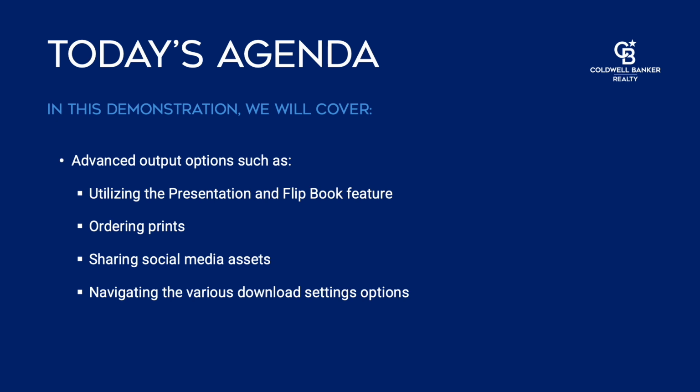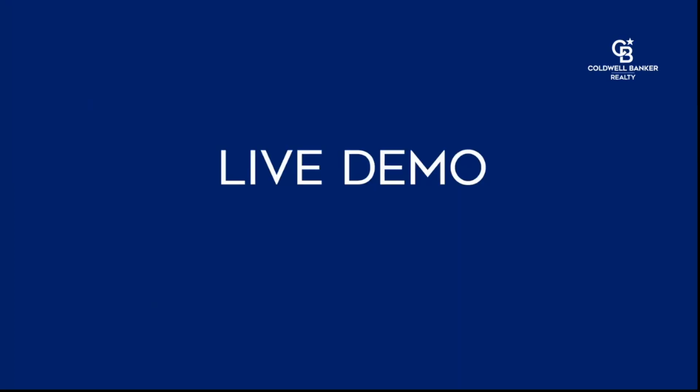In today's demonstration, we're going to specifically cover some of the advanced outputs and the options that you have inside of Marketing Center. So I will be showing you how to utilize the presentation and flip book feature inside of Marketing Center, as well as how to order professional prints for any of our materials like flyers or postcards. We'll discuss how you can share assets to social media, and then how to navigate the various download setting options. So we're going to go ahead and move right on into our live demo.